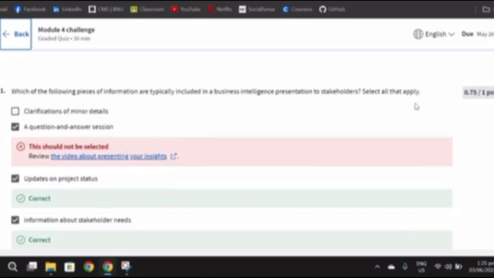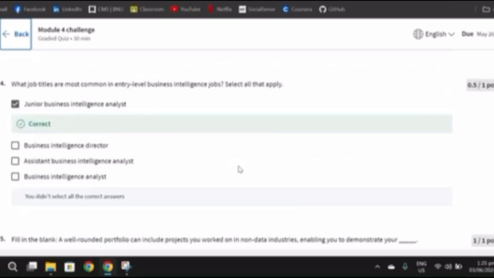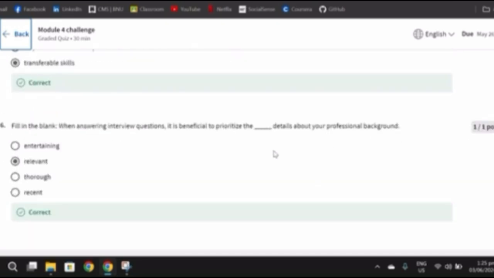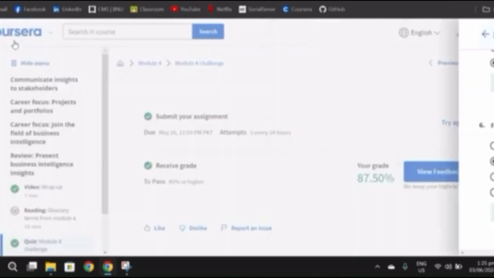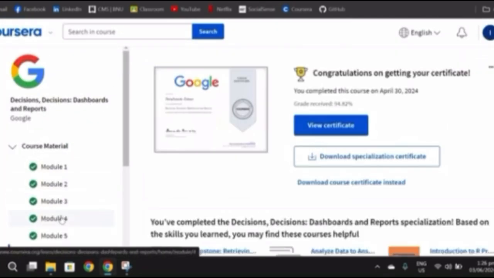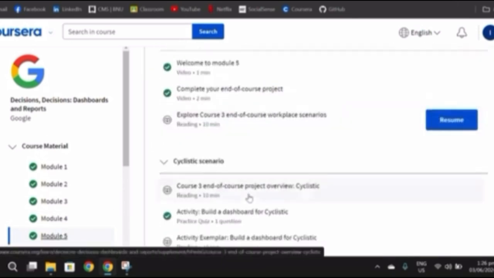At the end of this module, I had a quiz in which I scored 87.5%, and here is my solution. In this I scored this much, and the rest of the solution was correct. A few of them were wrong. Now moving towards the fifth module.